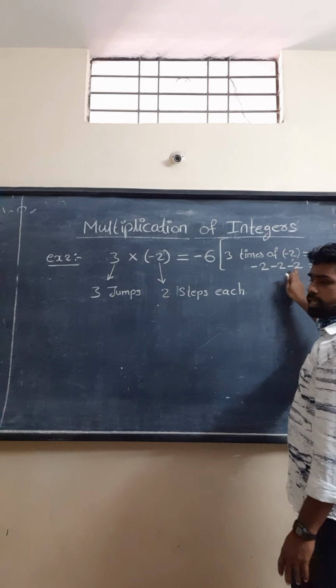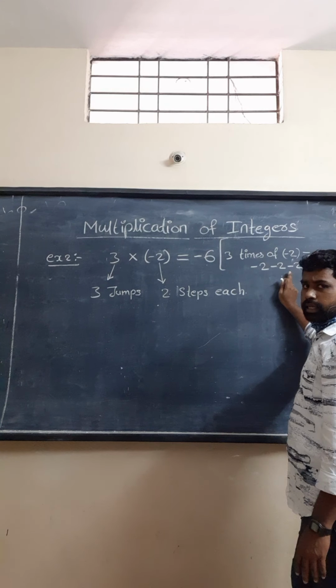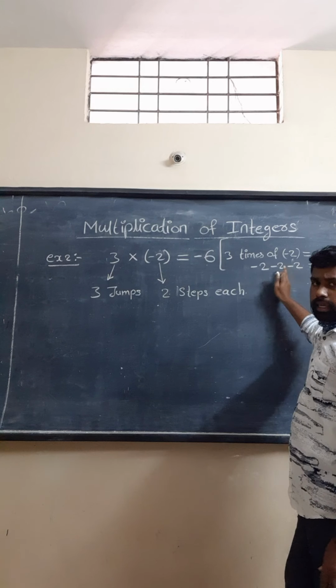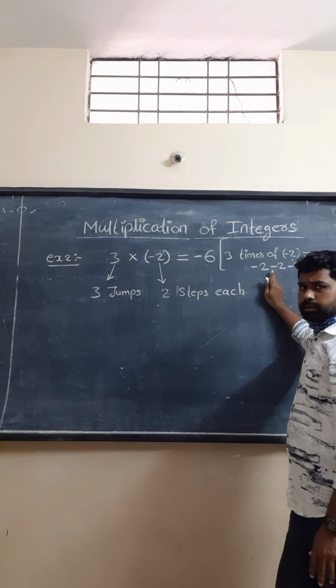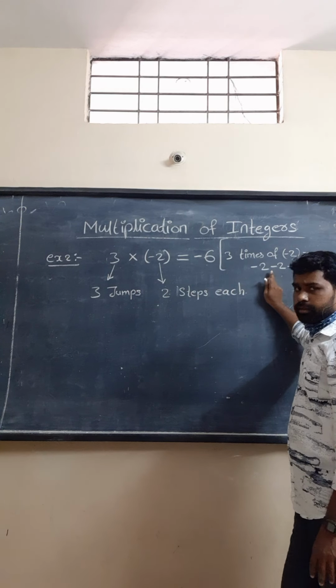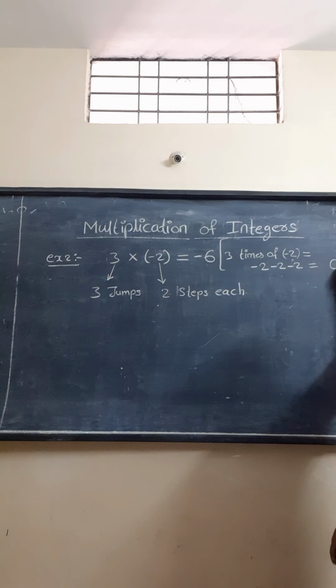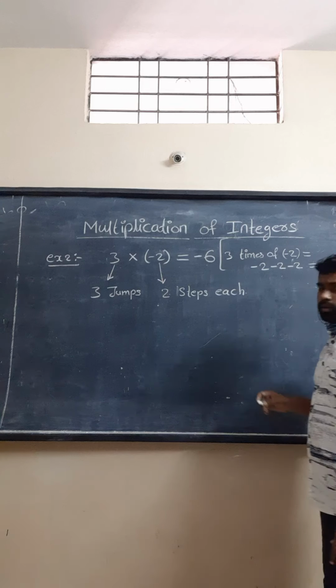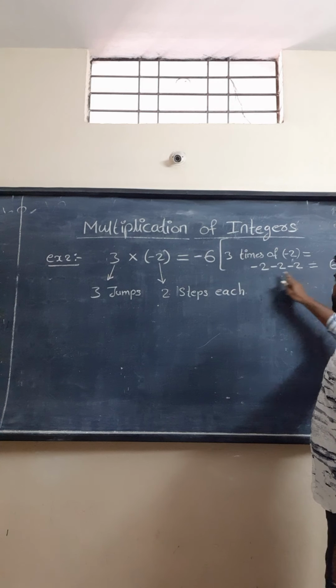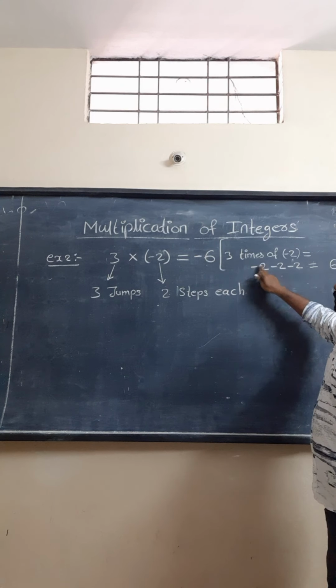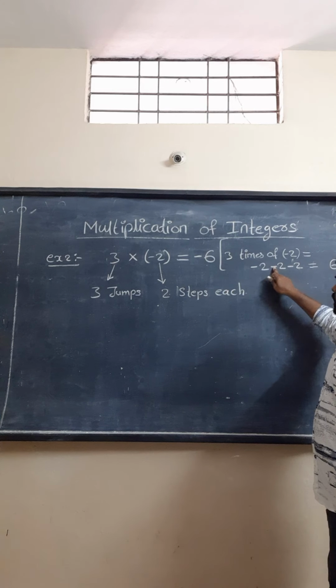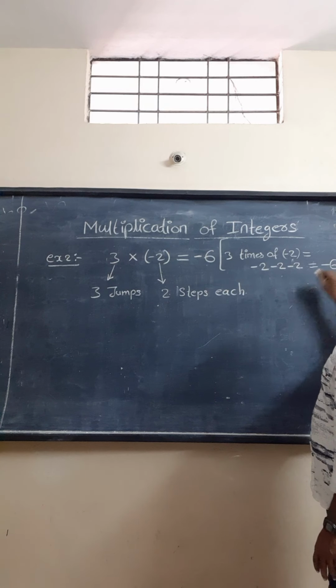All numbers have the same sign. So what to do? If all numbers have the same sign, we need to do addition. So you do the addition. 2 plus 2 is 4. 4 plus 2 is 6. Now you see what is the sign of this number? Minus minus will become plus. Plus minus will become minus.